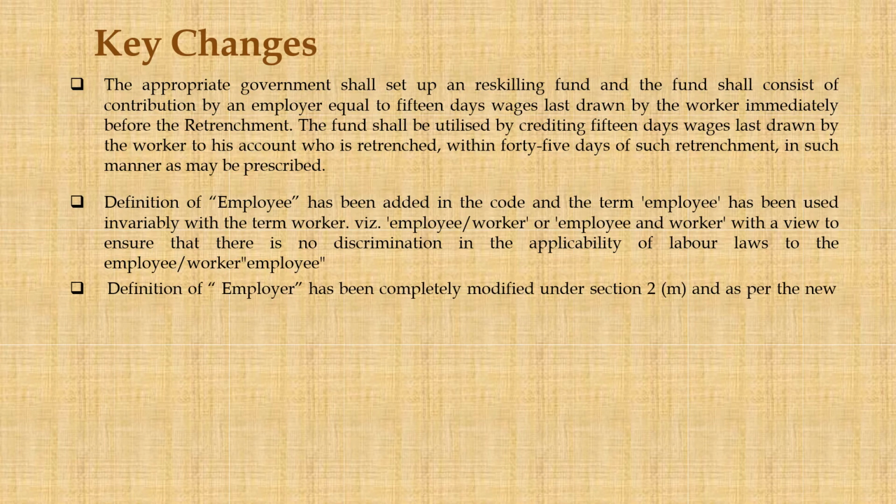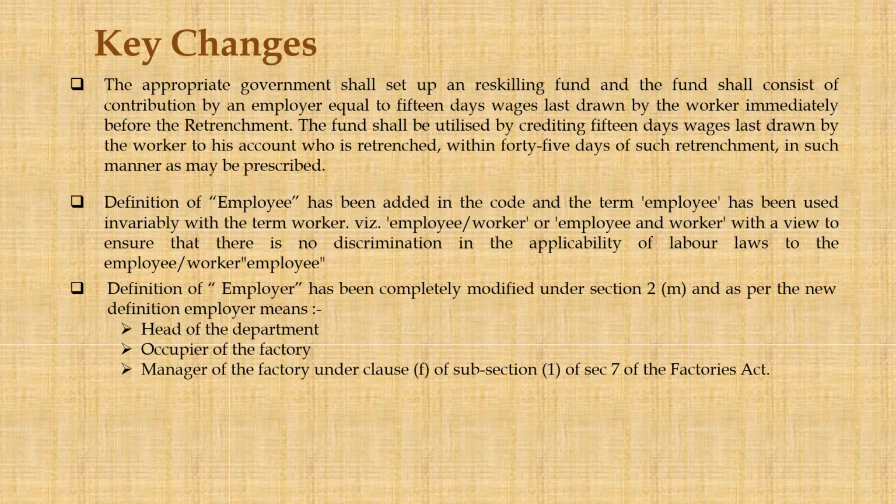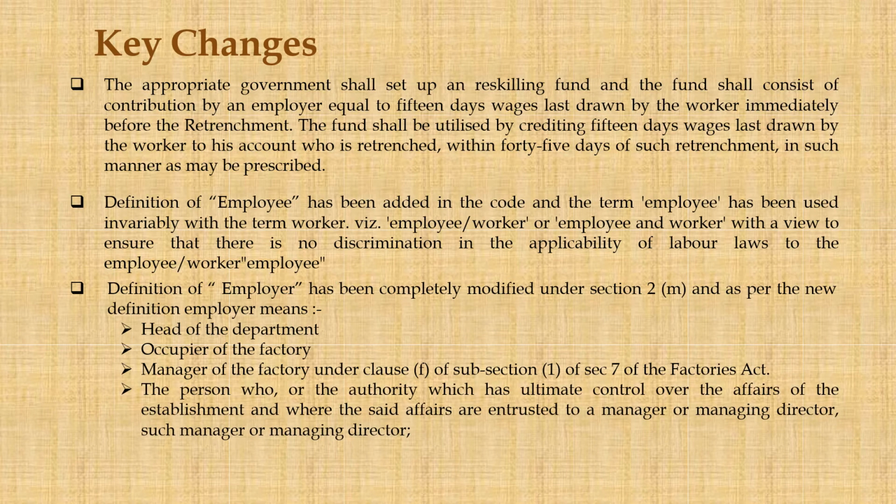The definition of employer has been completely modified under section 2 subsection M. As per the new definition, employer includes the head of department, the occupier of the factory, the manager of the factory under clause F of subsection 1 of section 7 of the Factory Act, the person or the authority which has ultimate control over the affairs of the establishment, and where the said affairs are entrusted to a manager or managing director, such manager or managing director, and the contractor and legal representative of a deceased employer.